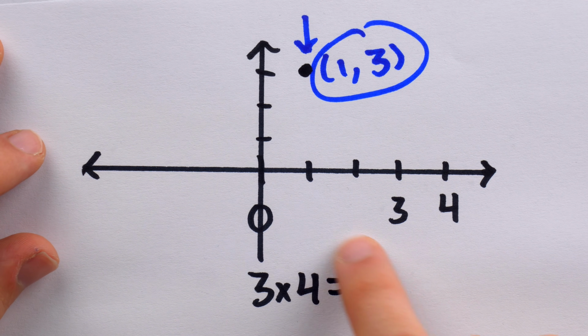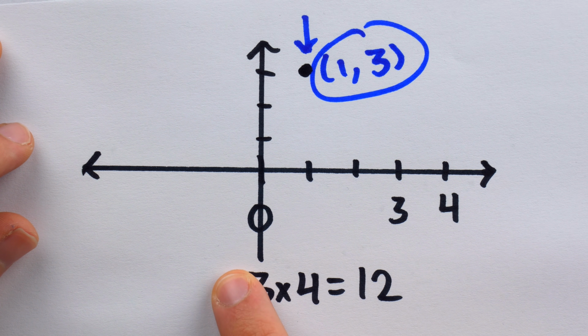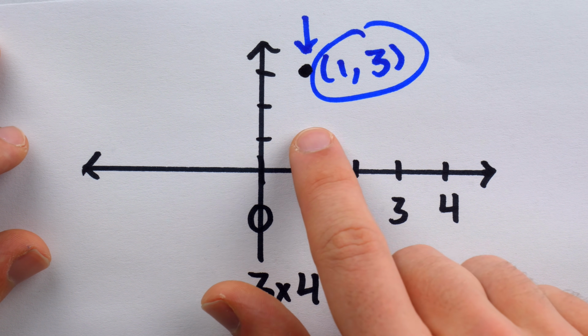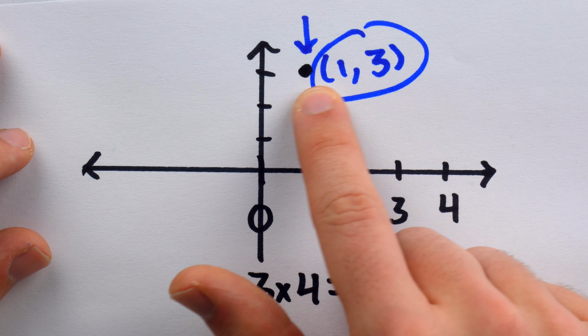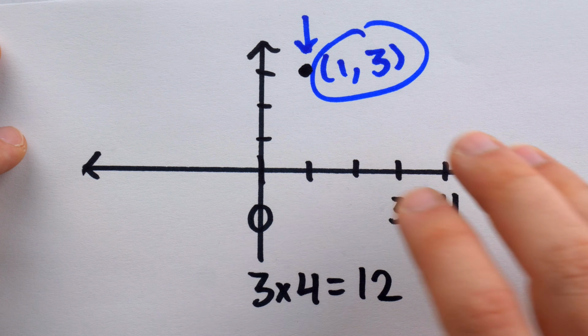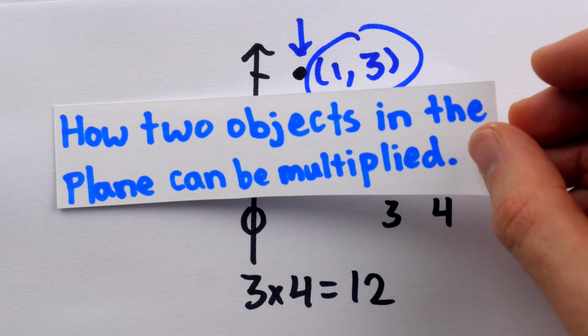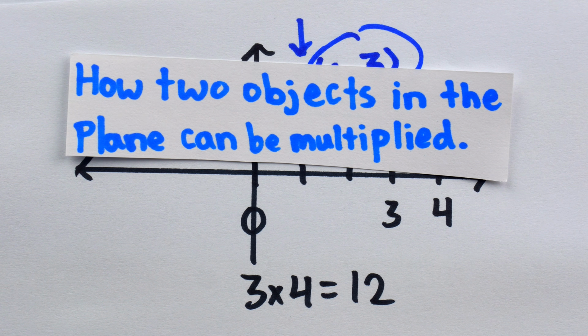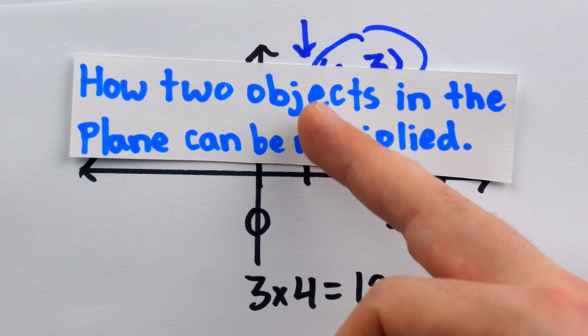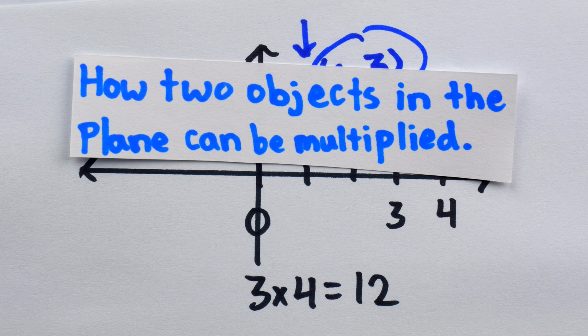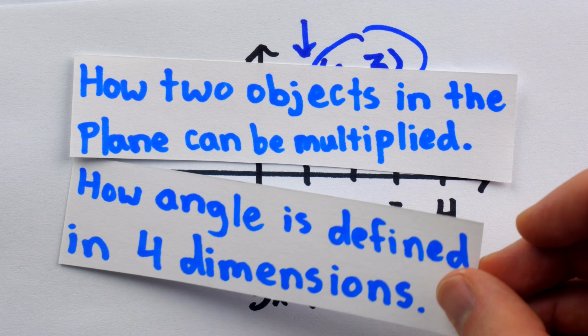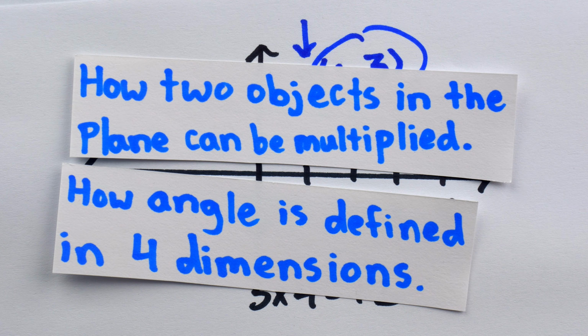Given how basic and important the operation of multiplication is, surely we should be able to find a meaningful way to multiply 2 points in the plane. And so today we're going to learn how 2 objects in the plane can be multiplied. I say objects because they're not necessarily numbers at this point, right? They're pairs of numbers. And in so doing, we'll also learn how angles are defined in 4 dimensions.